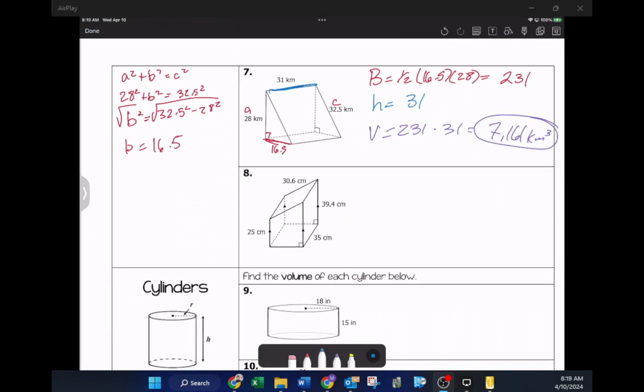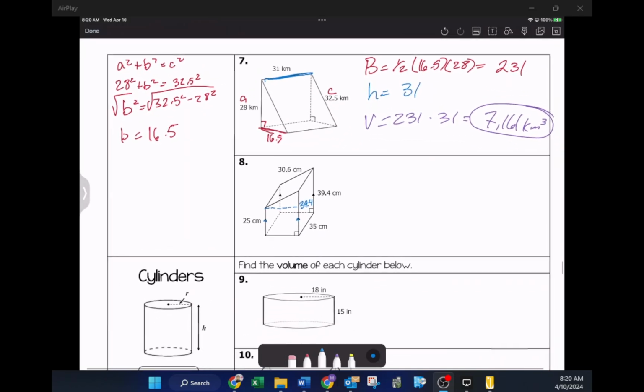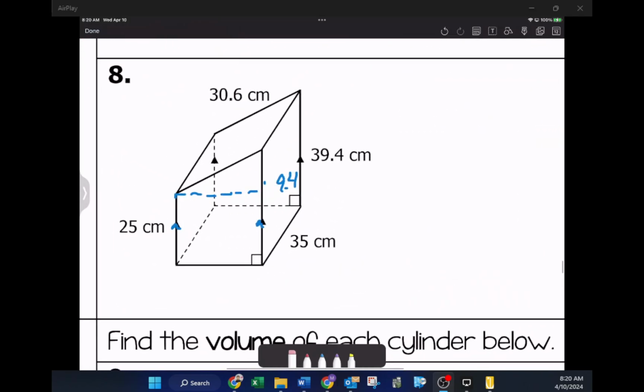For number 8, we don't have the height between the two parallel sides. So we need to find the height. Given that this is 39.4. Let's zoom in a bit so we can see this better. Since this side is 39.4, if we find the difference between these, that gives us that this section will be 14.4. The hypotenuse of that triangle will be 30.6.